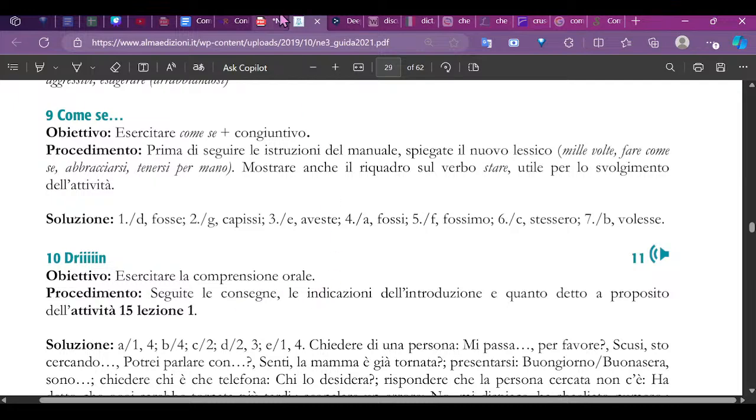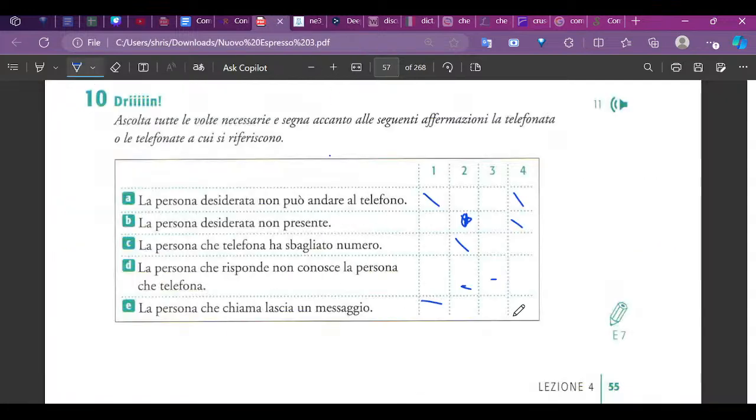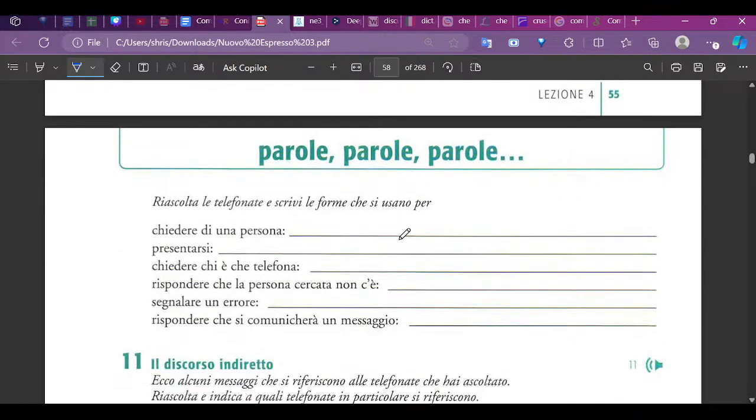Last one, he can be both 1 and 4, because he tells her to call her or something. Yeah, I guess that makes sense. Oh well, let's try the next one.